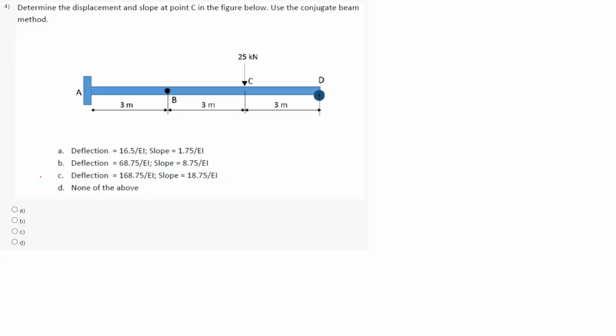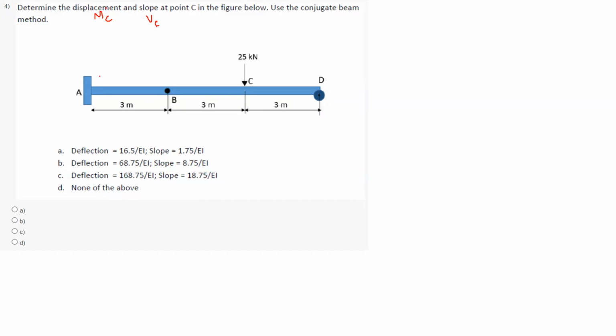Then we have this: determine the displacement and slope. So for displacement we have to find M at C, and slope means we have to find V at C. So slope at C is the shear force at C, and bending moment at C is the displacement at C.